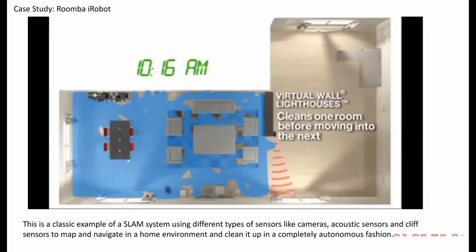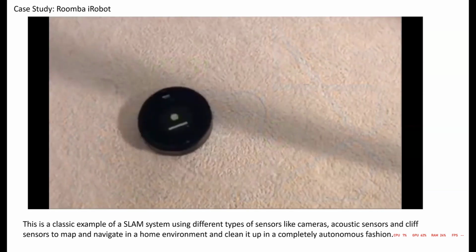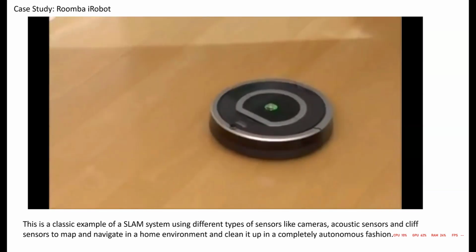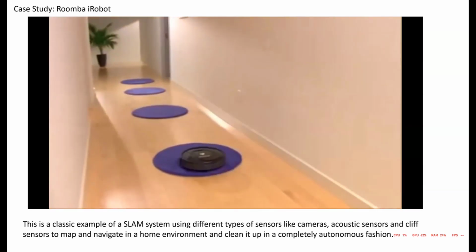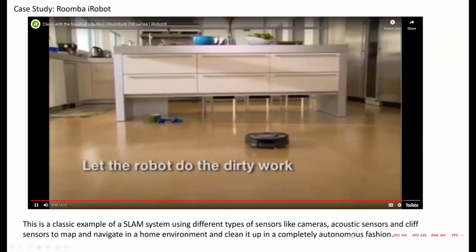Virtual wall lighthouses ensure the robot fully cleans the entire floor in one room before letting it move into the next room. The iRobot Roomba vacuum cleaning robot cleans your carpets and floors on its own, so you don't have to. Just press the clean button and let the robot do the dirty work.